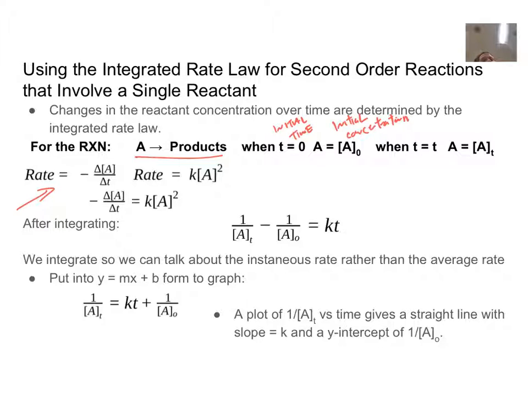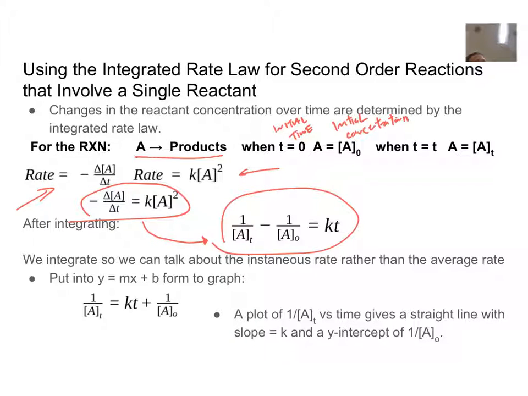Again, this is the rate expression that we did last night for homework. This is the rate law. We set them equal to one another. We get this very, very clunky formula. So again, the magic of calculus gives us this integrated rate law for the second order reaction. And I rearranged it to put it into y equals mx plus b format so we can graph it.